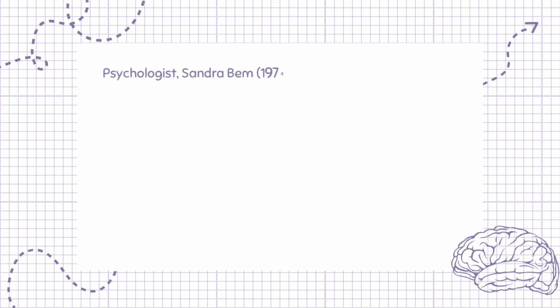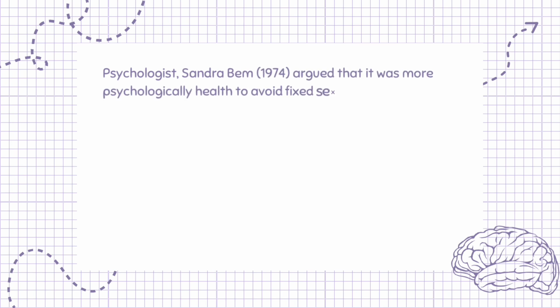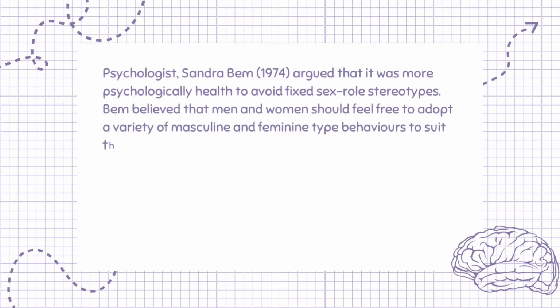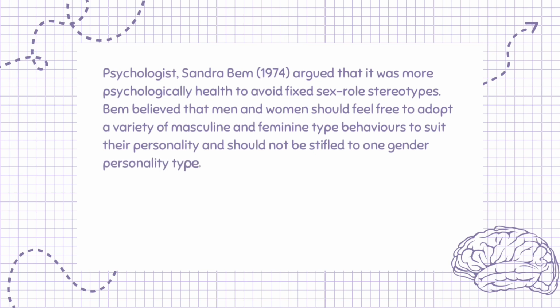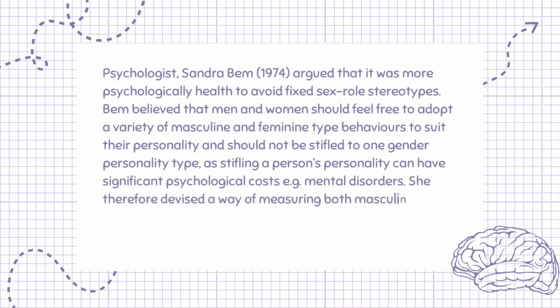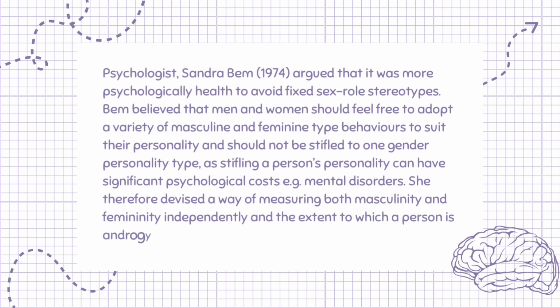Psychologist Sandra Bem, 1974, argued that it was more psychologically healthy to avoid fixed sex role stereotypes. Bem believed that men and women should feel free to adopt a variety of masculine and feminine type behaviors to suit their personality and should not be stifled to one gender personality type, as stifling a person's personality can have significant psychological costs, e.g. mental disorders. She therefore devised a way of measuring both masculinity and femininity independently and the extent to which a person is androgynous.